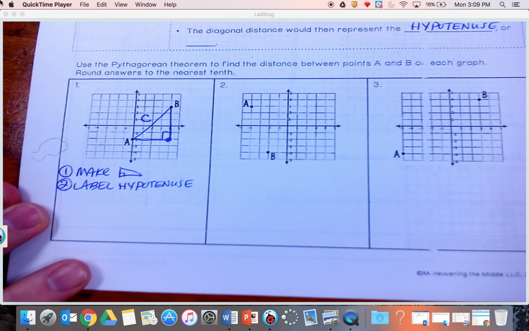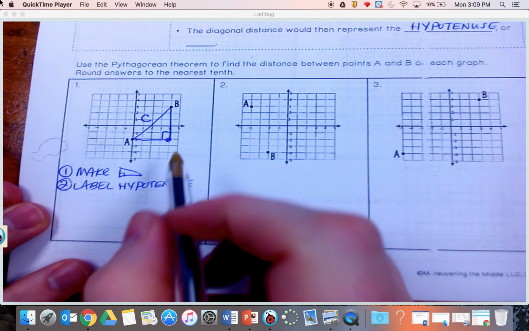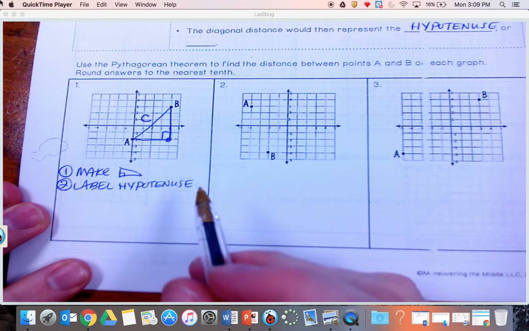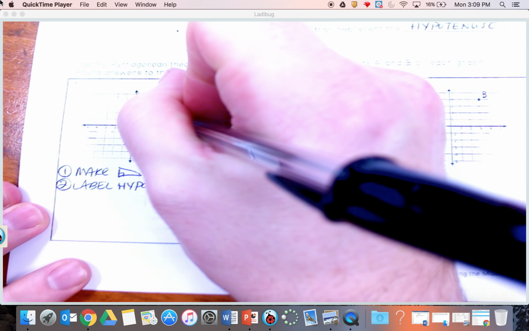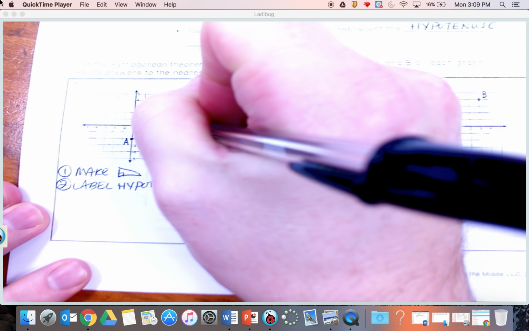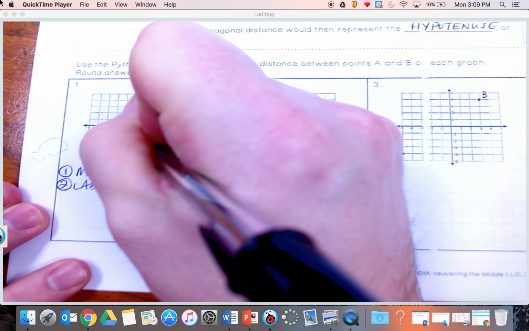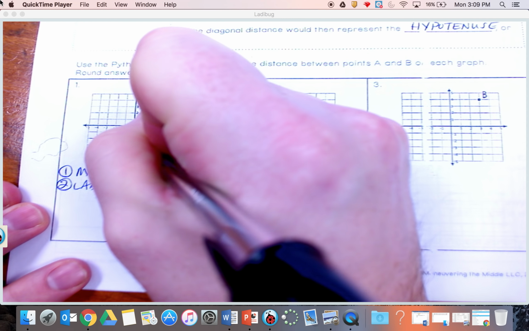And now I can solve and find out what my leg lengths are by counting the units, and then I can put it in my equation. I'm good to go. So if I count this, I have 1, 2, 3, 4, 5. I know that's a 5. I can count this one. 1, 2, 3, 4. That's a 4.